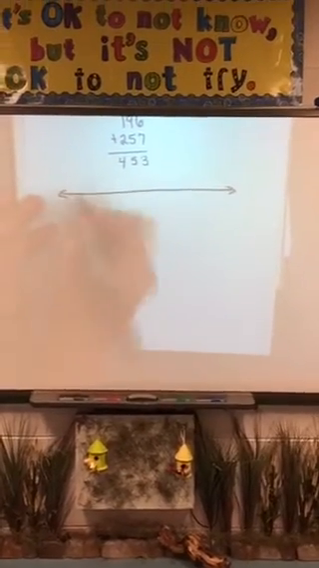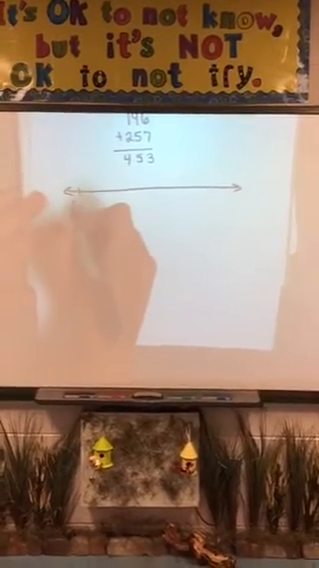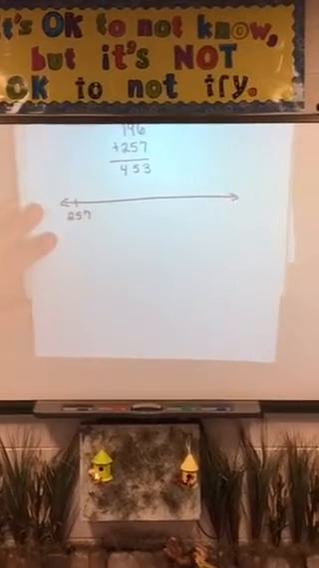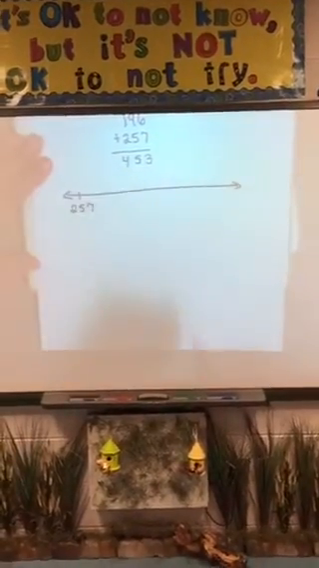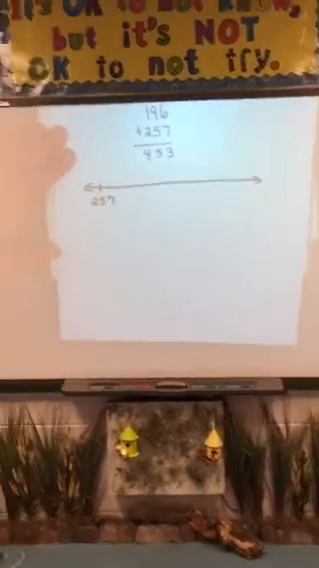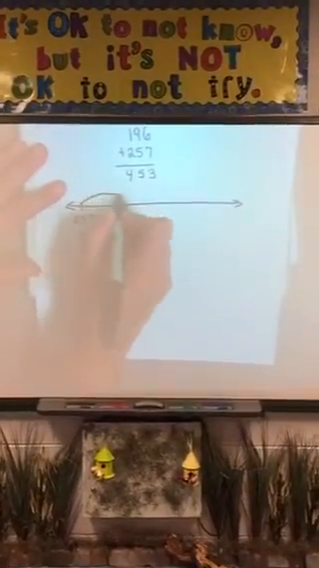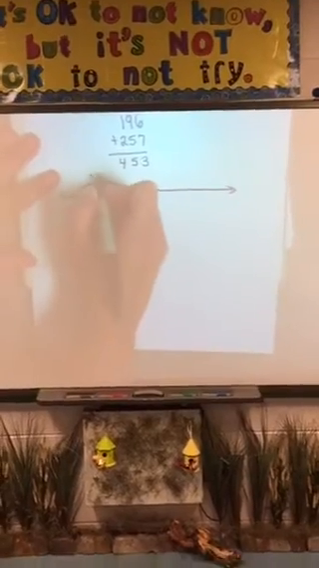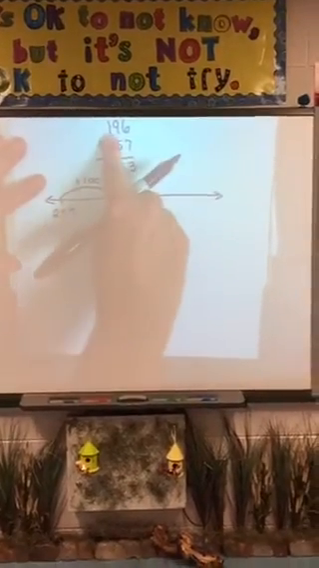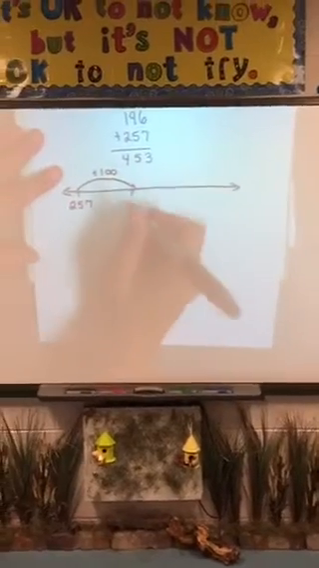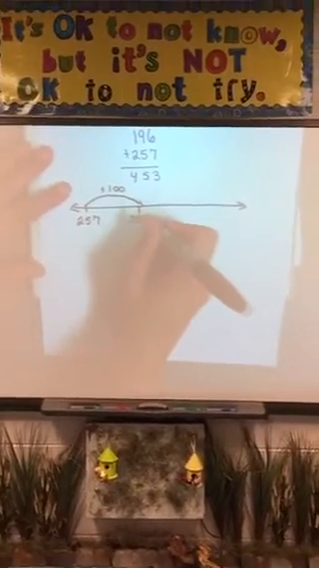So I'm going to draw my number line. I'm going to start at 257. And basically, I'm going to be breaking apart the other add-in. So I can do it in either order. I can start with my ones or my hundreds. I'm going to start with my hundreds, so my first jump is going to be large. All right, so plus 100. I'm getting that from 196. If I add 100 to 257, I'm at 357.